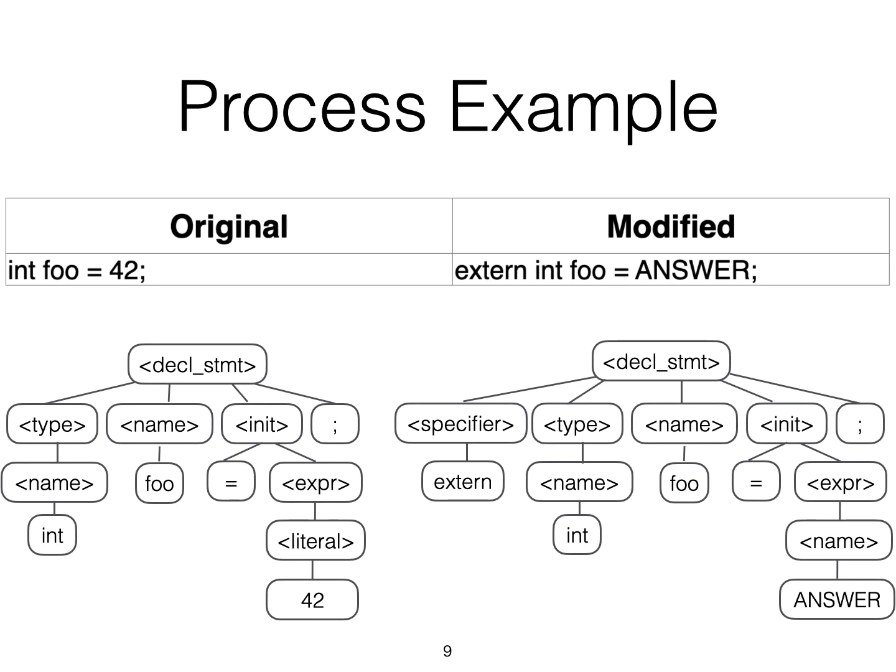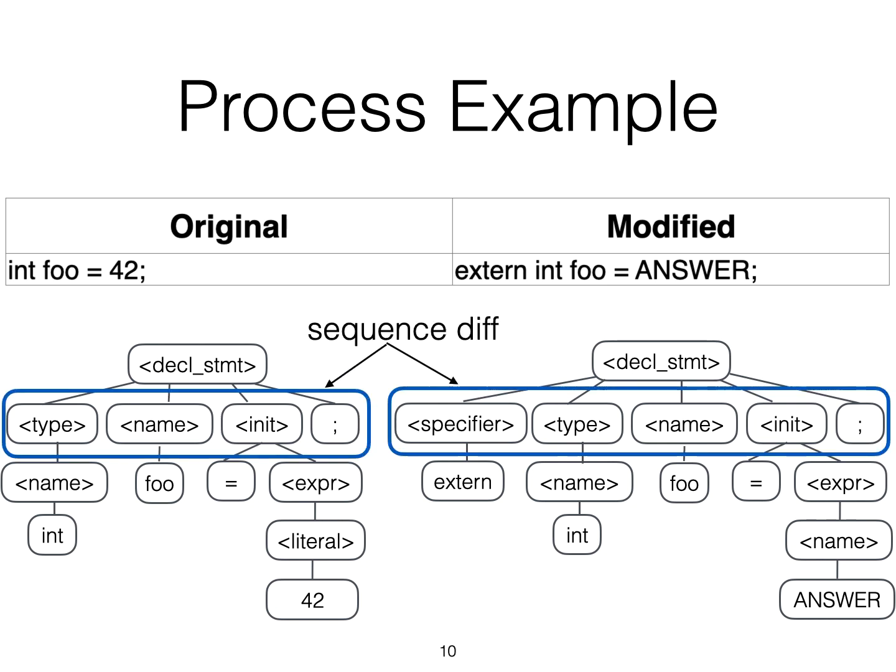To illustrate this, here is a simplified original and modified tree of a declaration statement. In the change, the programmer inserted an extern specifier and replaced the literal 42 with an identifier answer. Starting with the DECL statement node as match, we run a sequence difference on their children, as shown here. Of note, the comparison here is a complete subtree comparison.